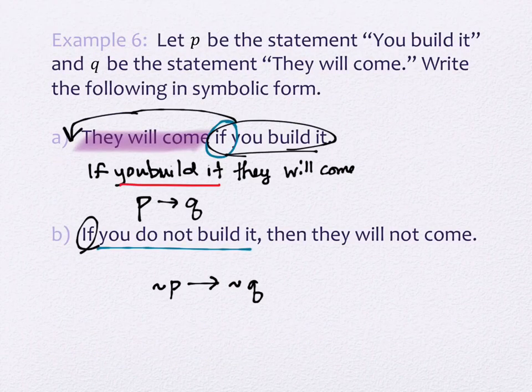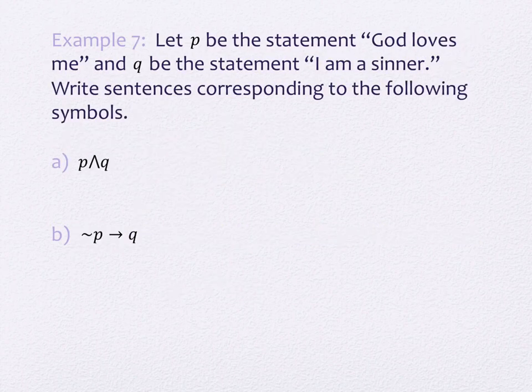We had talked about taking symbols and rewriting them in words, and we're going to do words to symbols. So this one was taking the words and putting them in symbols. This one over here is going to take symbols and write them in words. So the context of the letters or the statements is given in the sentence at the beginning of example 7. P is the statement, God loves me, and Q is the statement, I am a sinner. Okay? And so we're going to write sentences that correspond to the following symbols. So we have a P, we have an upside down V, and then we have a Q.